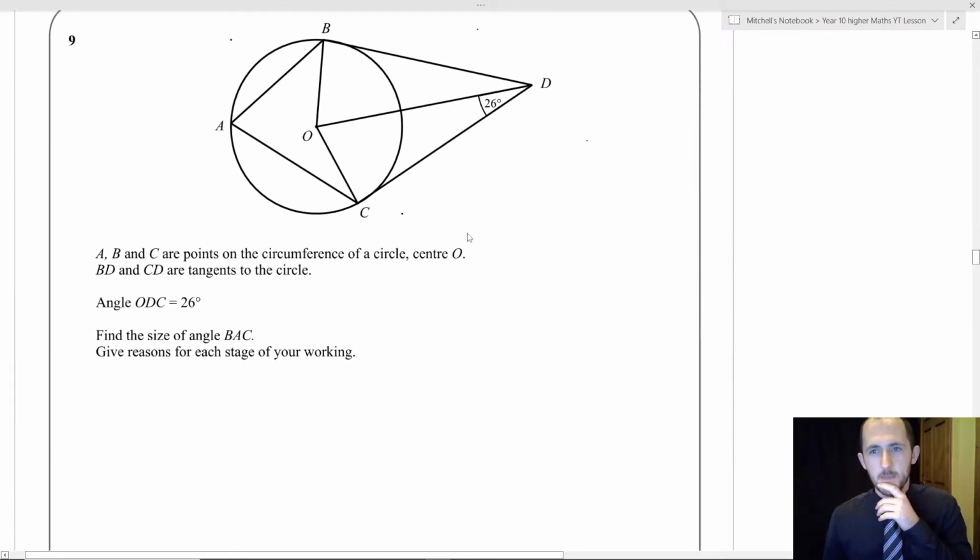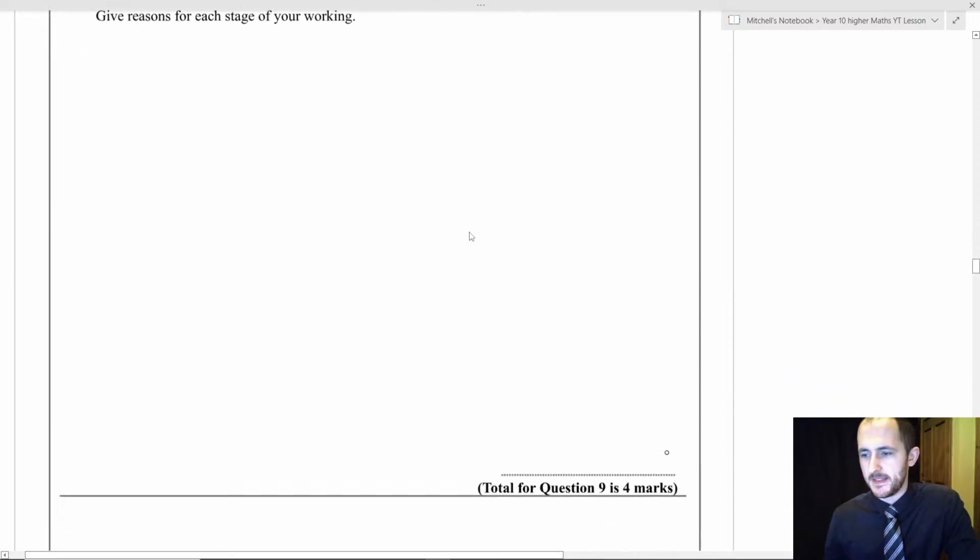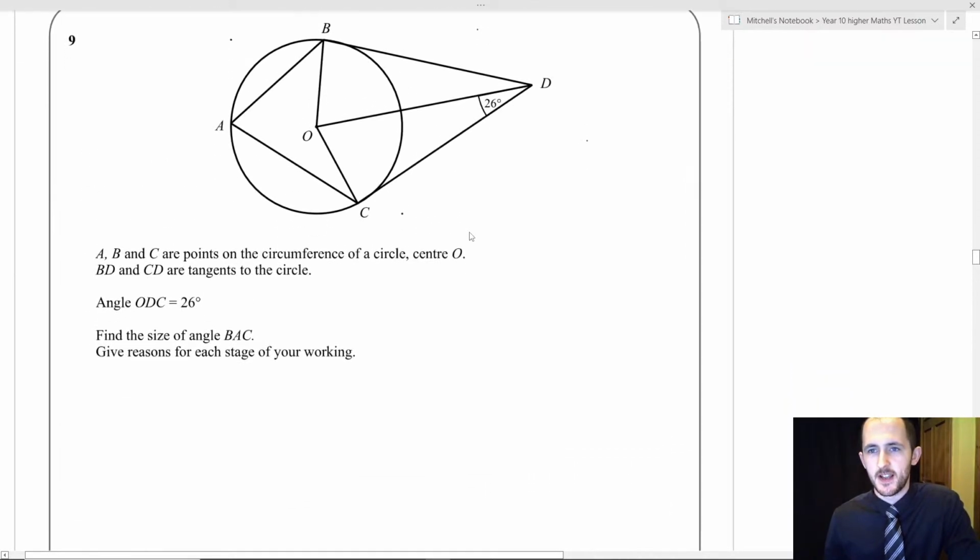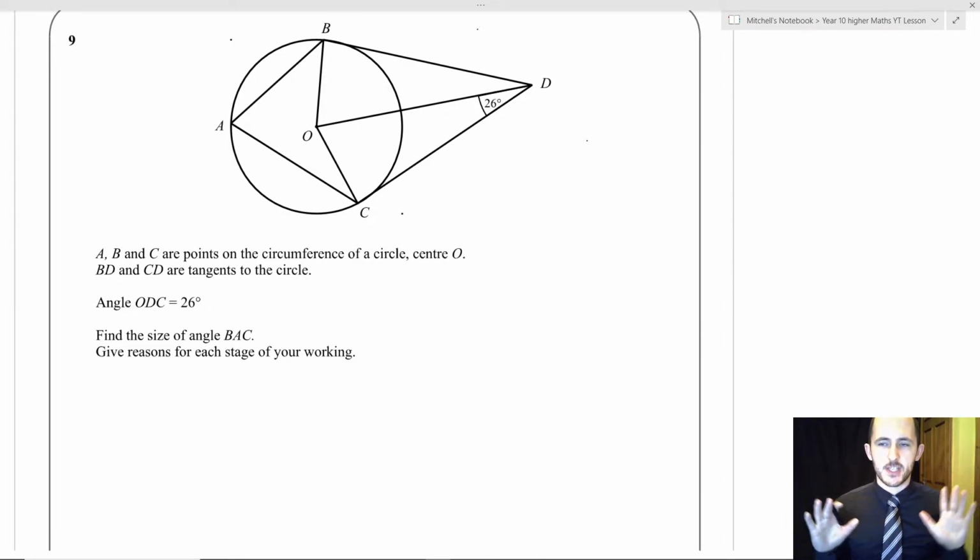And now we get into the big questions, right? I mean, these are 4 or 5 marks. Looks a bit scary, right? There's about 1,000 things going on. So what you need to do is take a step back and take it slowly, okay? Take it nice and slow. There's a few things I'm seeing already. I'm seeing tangents and radii, right?